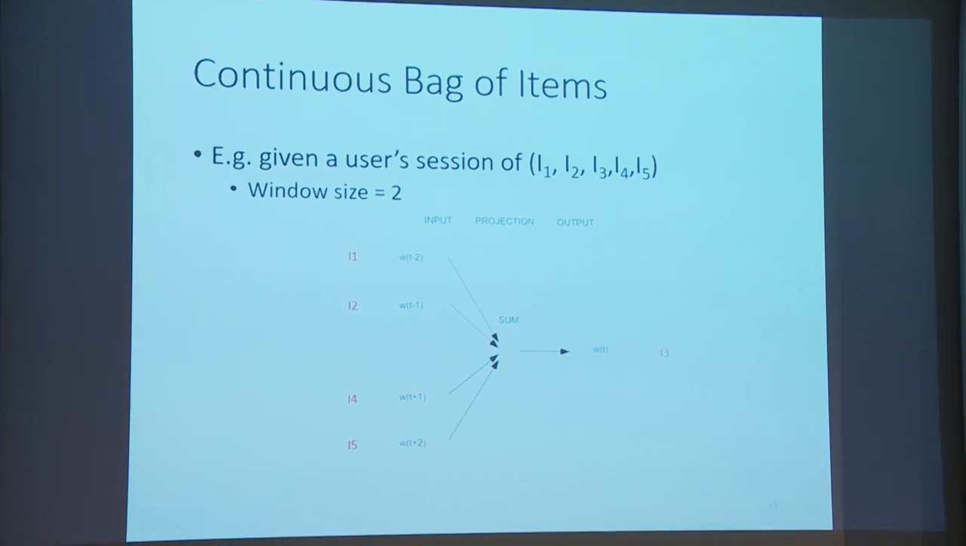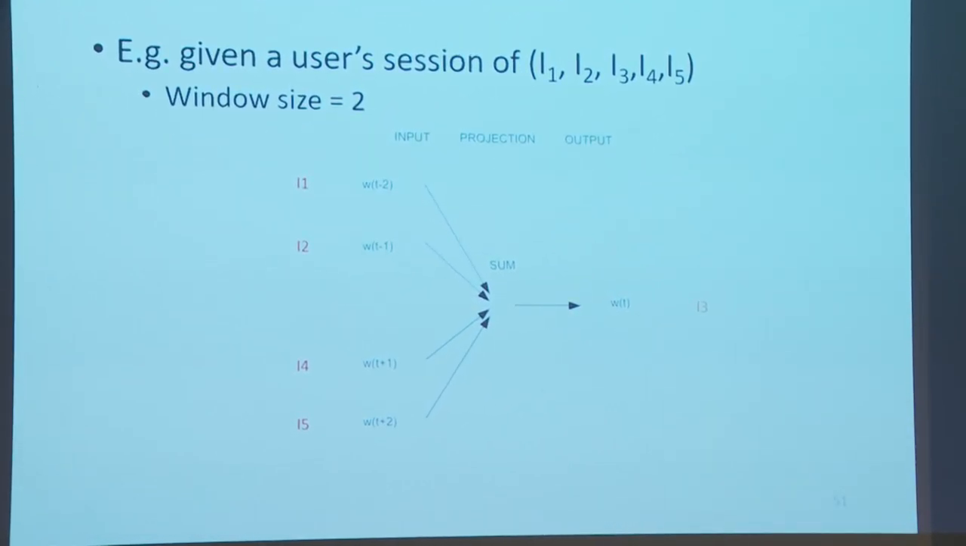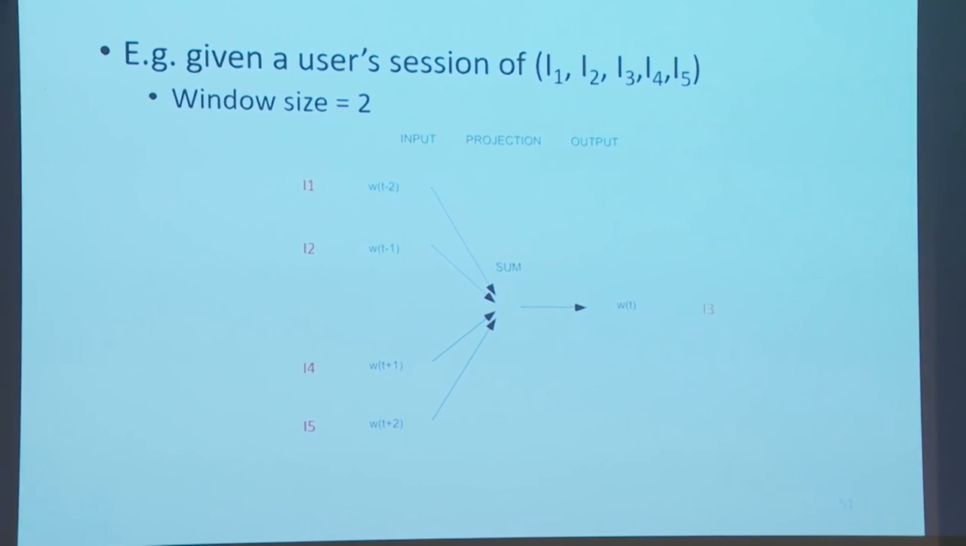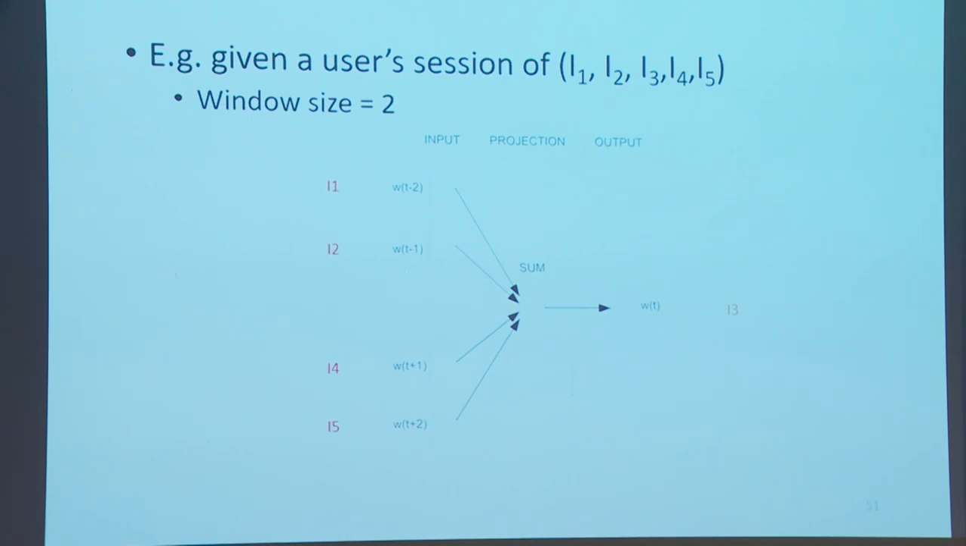So in total, we have a session of 5 items, where the first 2 items and the last 2 items are used as an input, and we try to predict item number 3 in the middle, based on the context of the first 2 and the last 2 items.